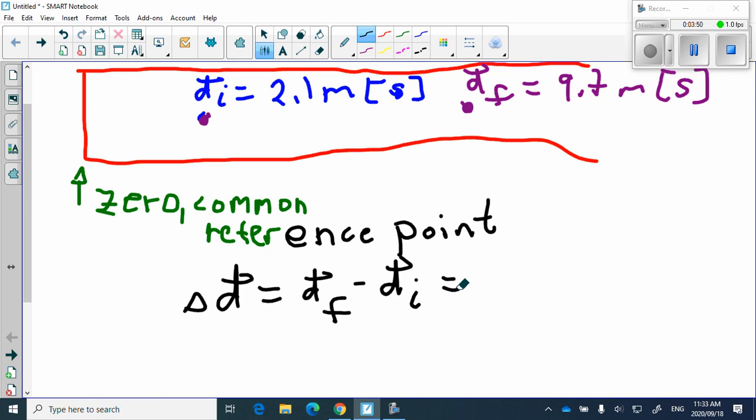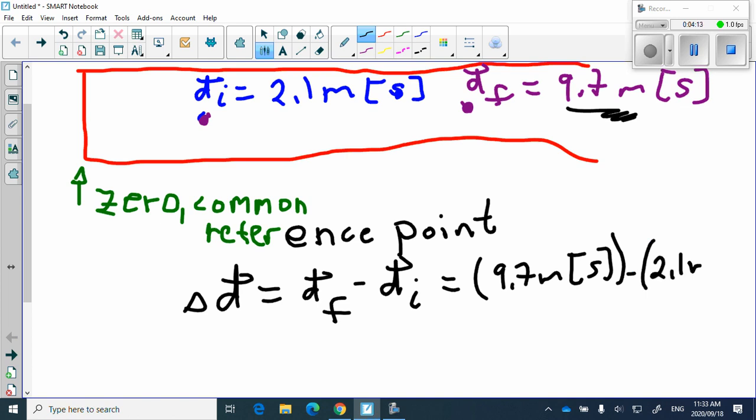Now, I know you're not supposed to write two equal signs on the same line, but I'm running out of real estate here. So, final position is, they tell me right there what the final position is. So I put that in: 9.7 meters south. And I put it in a bracket. I keep everything in a bracket. Minus initial position, 2.1 meters south.